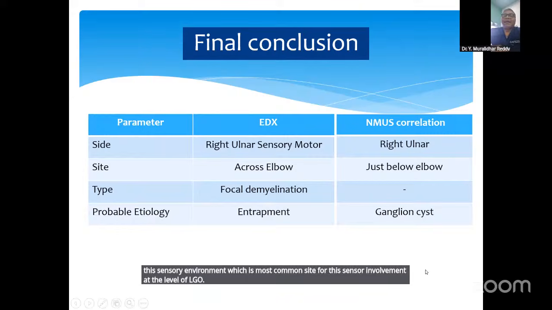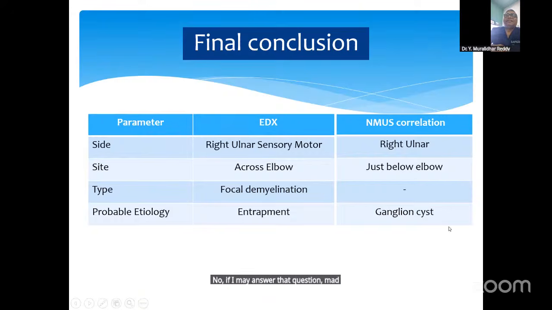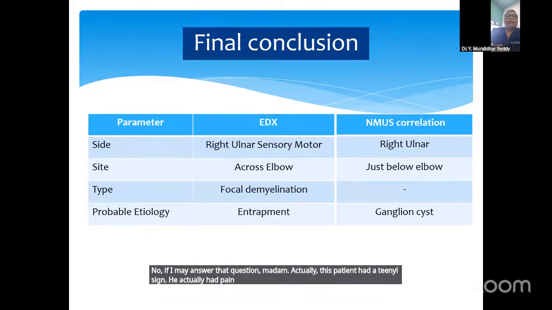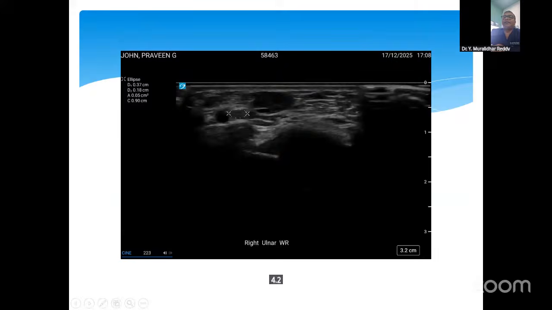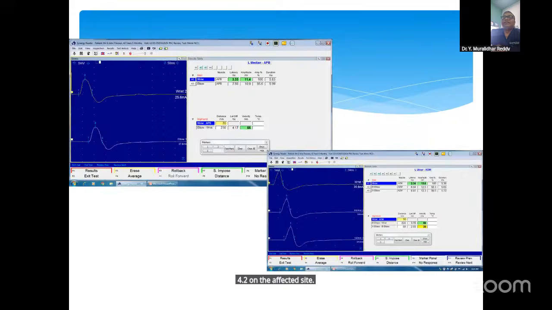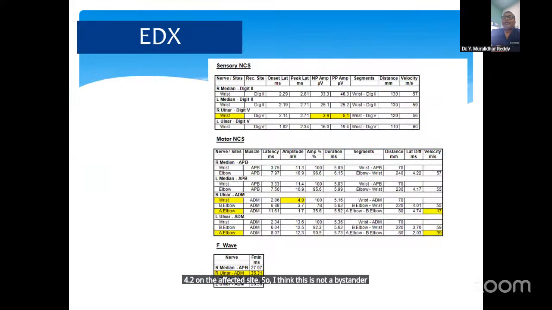If I may answer that question, madam, this patient had a tunnel sign. He actually had pain below the level of the elbow. That is the site where the patient had pain. After some days, he presented with sensory symptoms. When we examined, there was a very subtle motor deficit. Even in electrodiagnostics, the CMAP amplitude was 4.2 on the affected side. So I think this is not a bystander and it is implicated, and the patient had pain at that site.